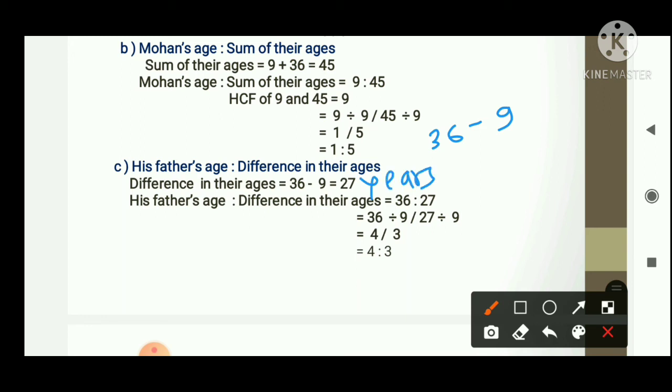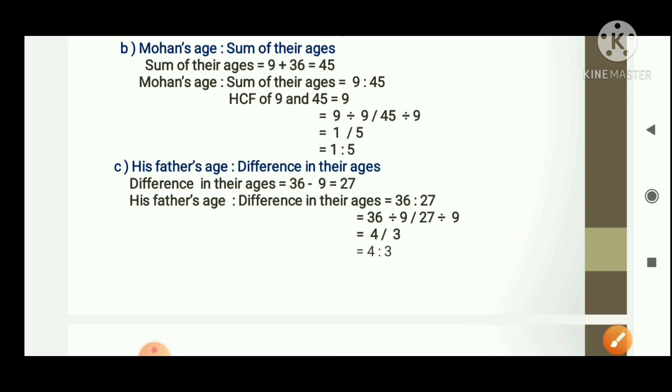Now we can find the ratio of his father's age to difference in their ages. So we write its ratio, 36 years to 27 years. Now in fraction form we get 36 upon 27. HCF of 36 and 27 is 9. So to reduce it into simplest form, we divide 36 by 9 and 27 by 9. By dividing 36 by 9 we get quotient 4, and by dividing 27 by 9 we get quotient 3, and its ratio is 4:3. So his father's age to difference in their ages, its ratio is 4:3.